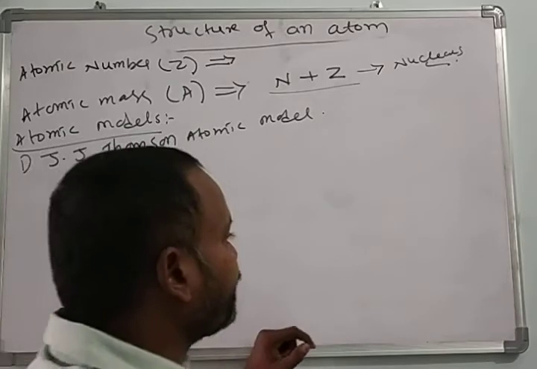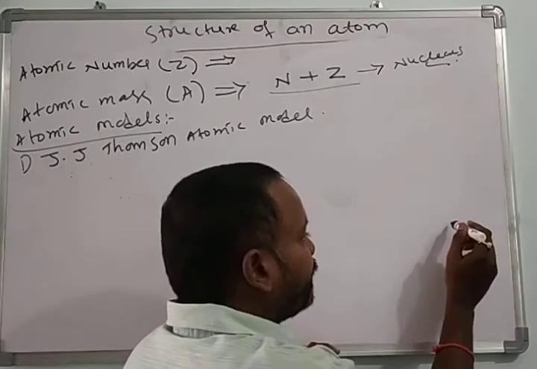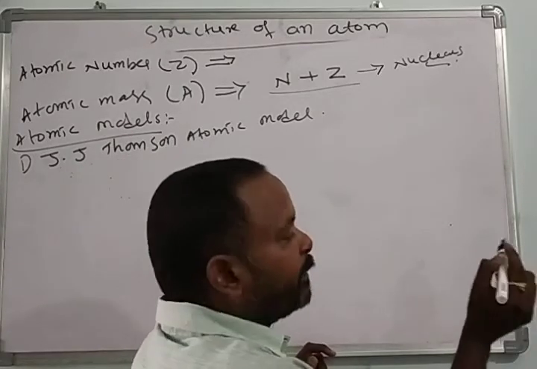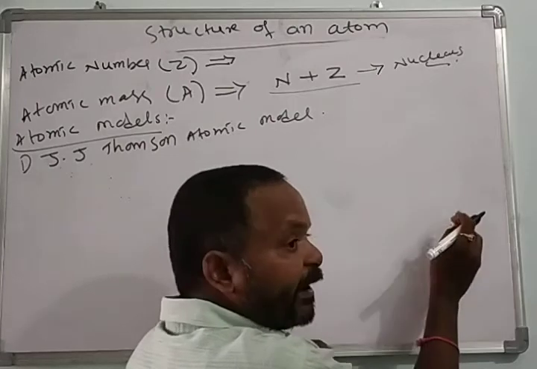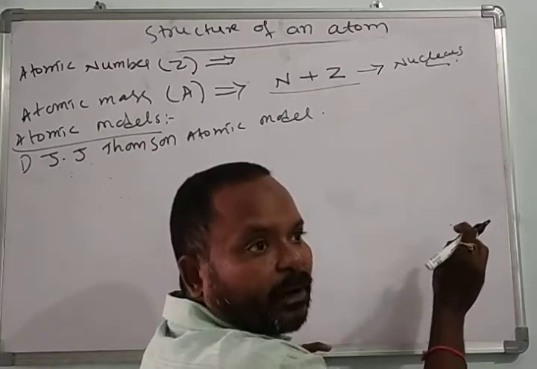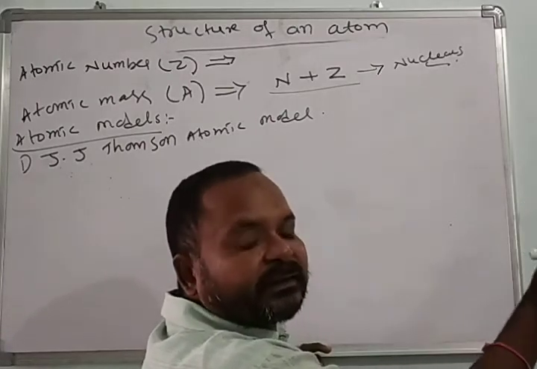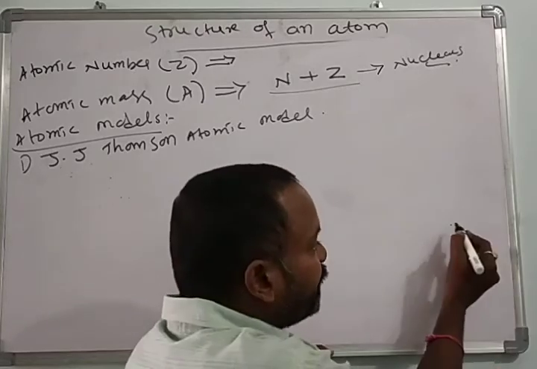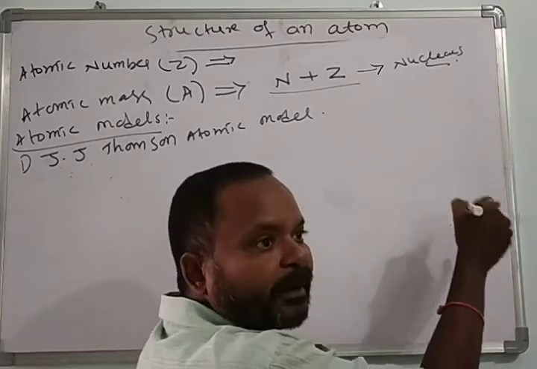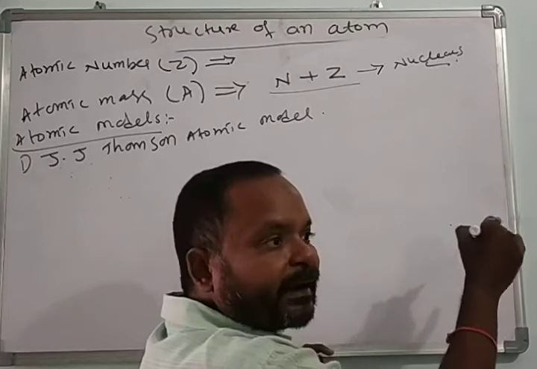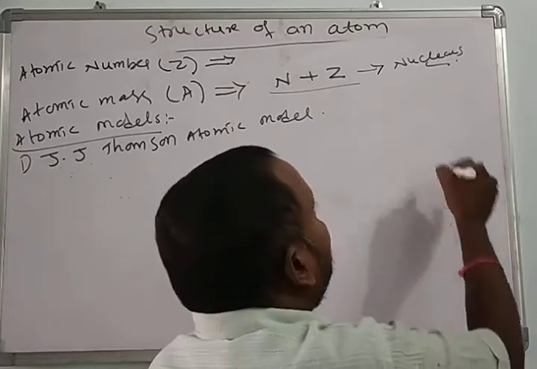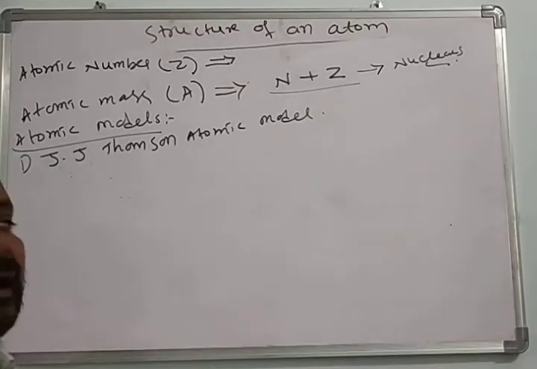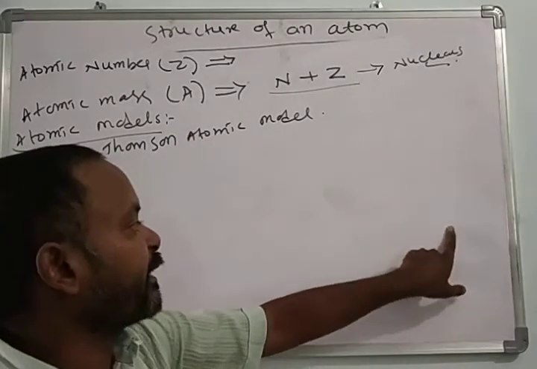Liquid drop model means you take liquid water and keep it like this. Where we keep the drop, that part we consider as the nucleus. That water spreads around the center. The spreading area we consider as the area of an atom. We mention it like that and call it the liquid drop model.